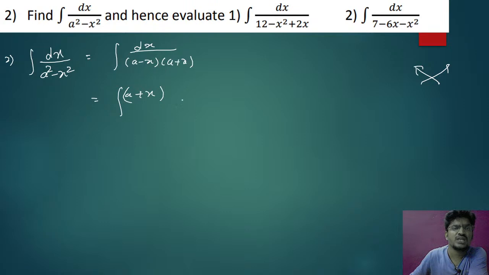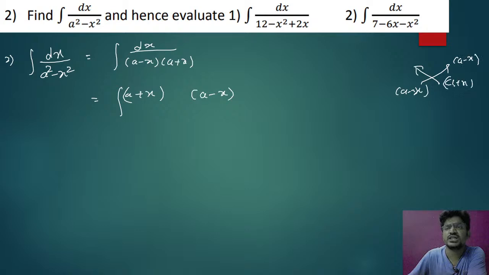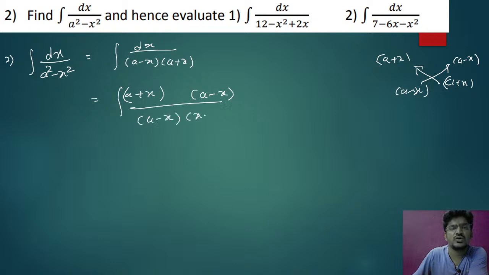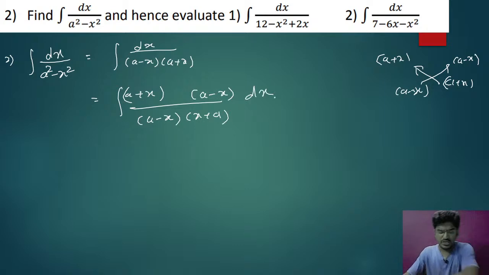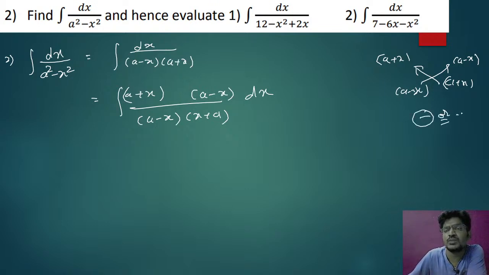So a plus x, here a minus x, take this crisscross. A minus x is present here, so take a minus x here. A plus x is present here, take a plus x. Divided by (a minus x) into (a plus x). No problem. X plus a or a plus x both are same. So dx. Now you see, I have to put a sign here. Either I can put minus or I can put plus.